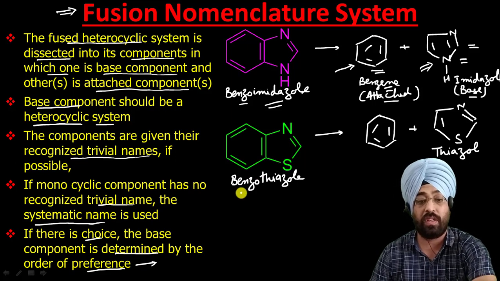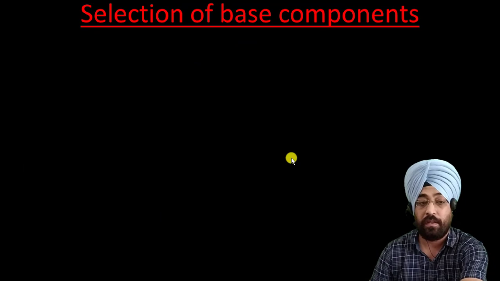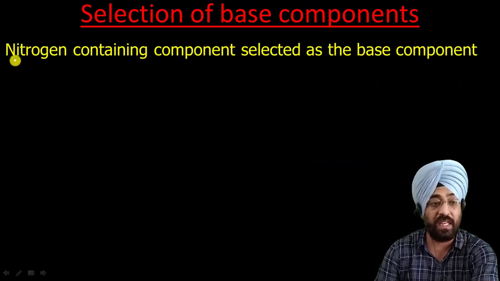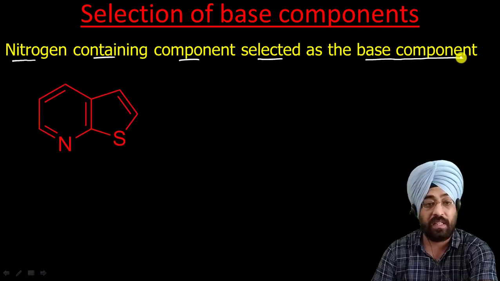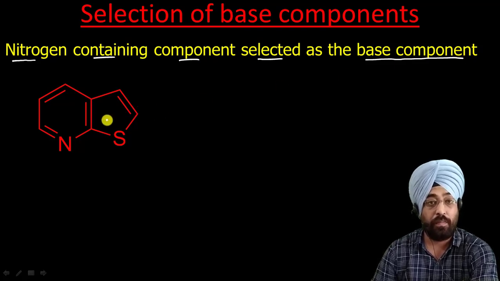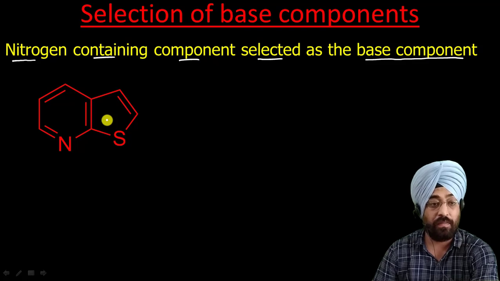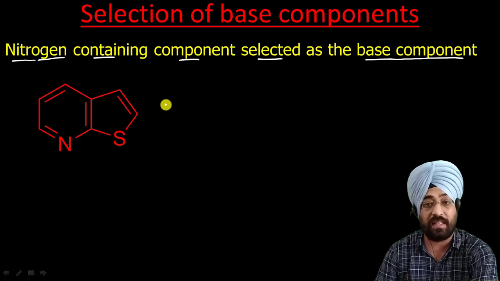So how to choose a base component? Let us see the first rule. The first rule says that generally the nitrogen containing component is selected as the base component. Let us see an example. If we have a heterocyclic compound which has both the rings as heterocyclic systems, then we give preference to nitrogen. So the nitrogen containing component is chosen as the base component.